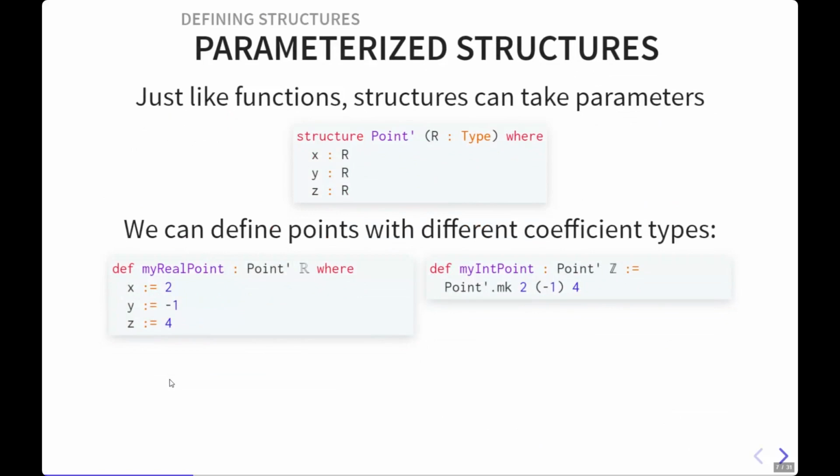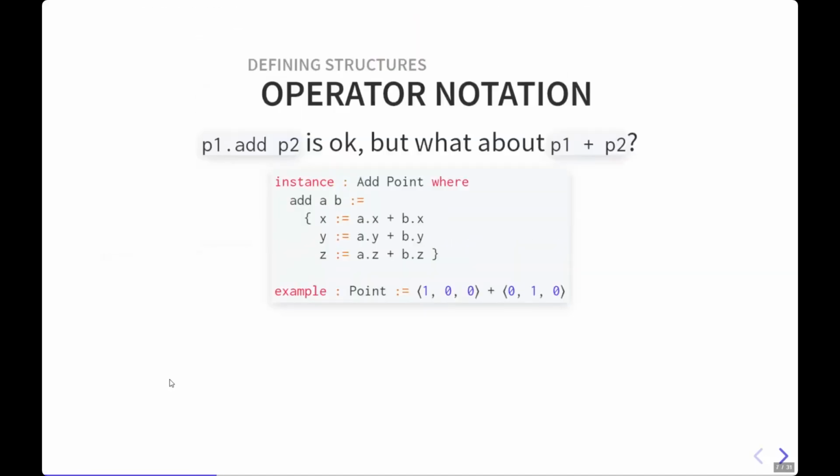So for instance, we can define a point over the real numbers using this structure, or a point over the integers with the same structure, and we've only had to write the structure once. So these are sort of like template arguments in C++, if that means anything to you, or dependent types is another way of looking at it. Was there anything else in that?